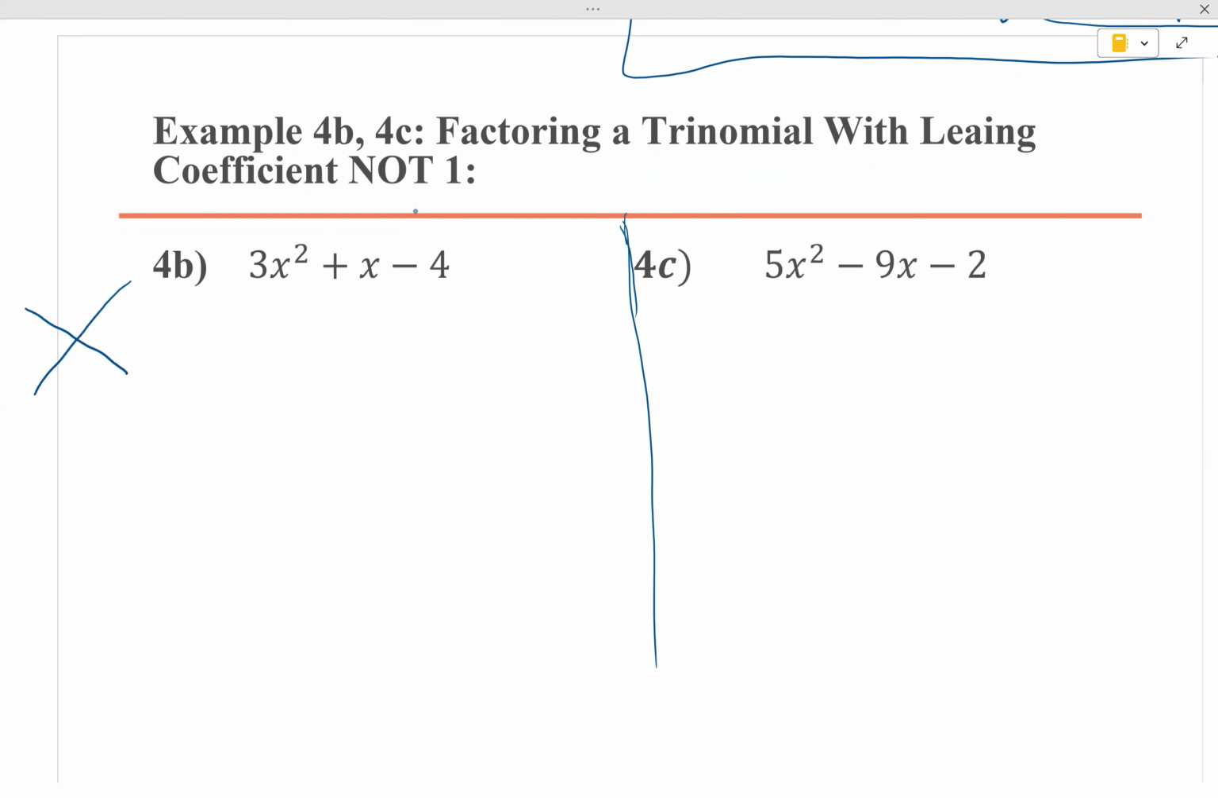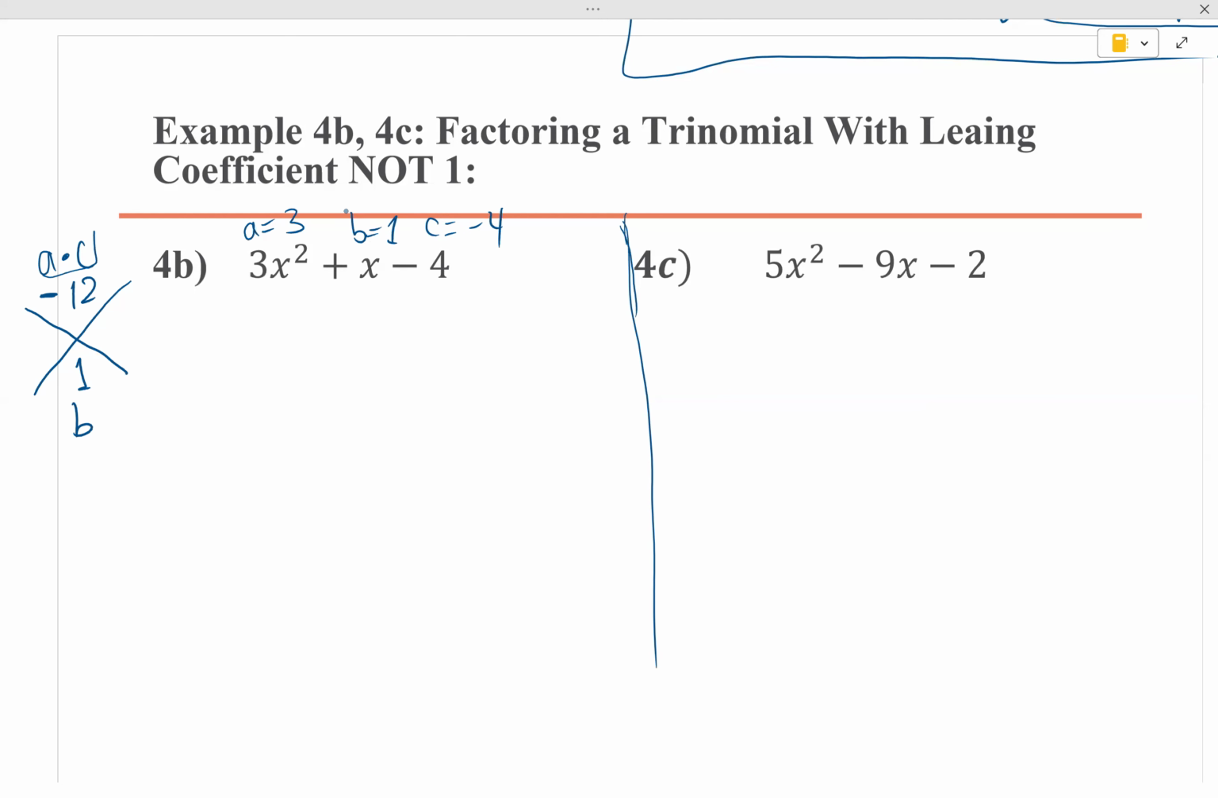We're supposed to do a times c, the first coefficient of 3 times the last coefficient, -4. A times c, 3 times -4. Make sure you do the negative too. Keep the sign. Would be -12. And then the middle coefficient, in this case, it's a 1, because that's the coefficient of x. B is 1. All right, I write those there. A times C on the top, B on the bottom.